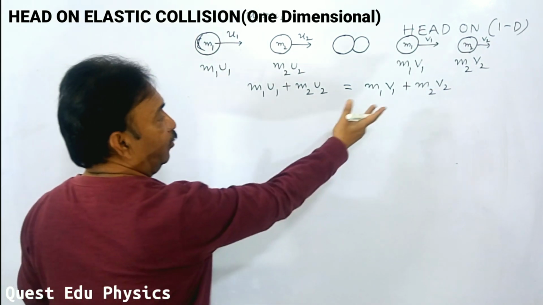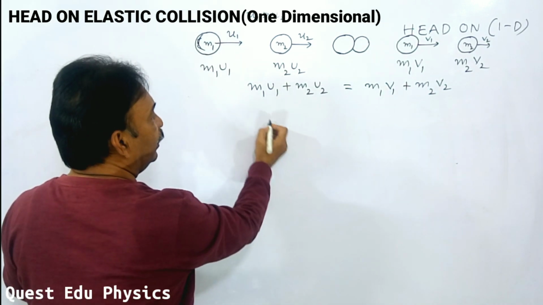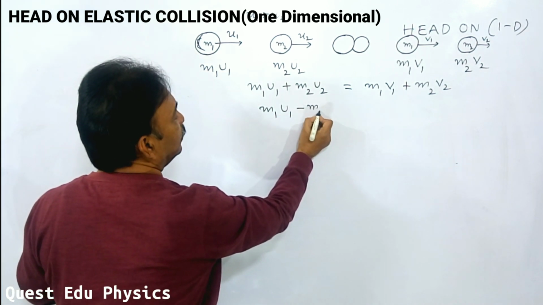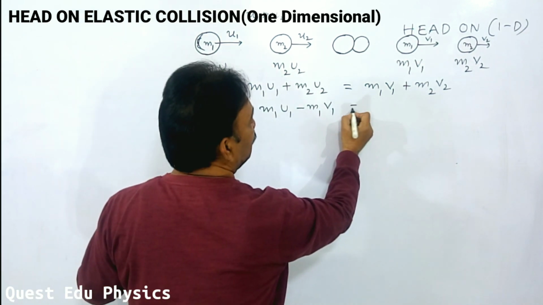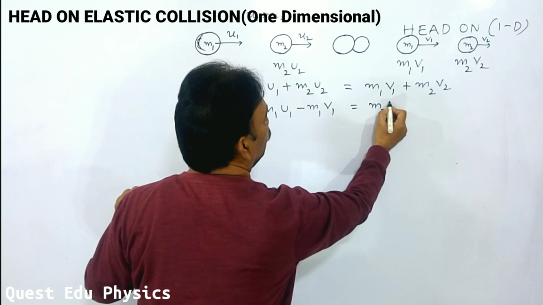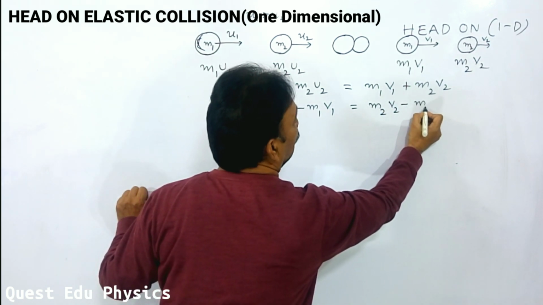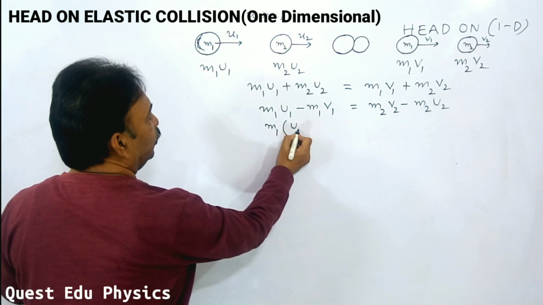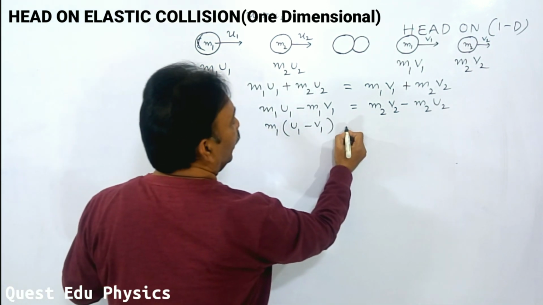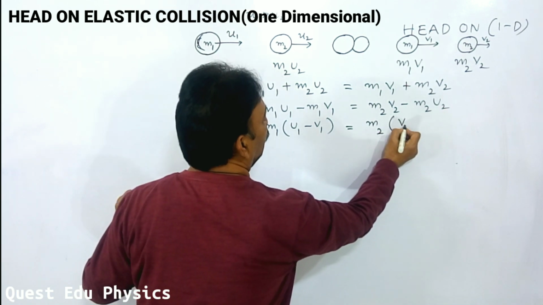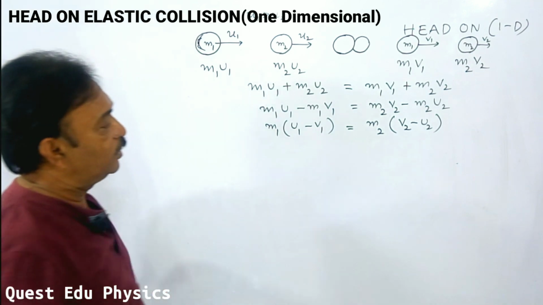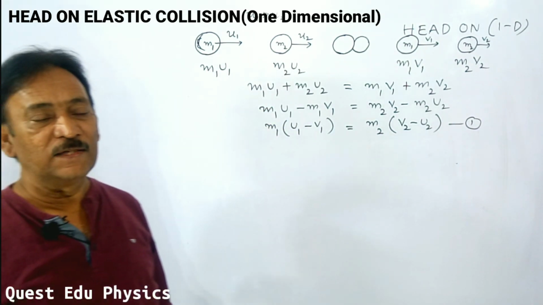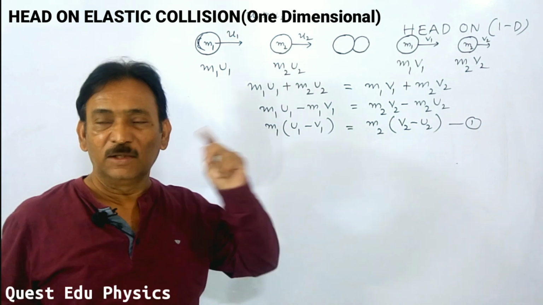Okay students, we are bringing the similar masses to one side. Then it can be rewritten as m1 u1 minus m1 v1 is equal to m2 v2 minus m2 u2. In other words, we can write it as m1 of (u1 minus v1) is equal to m2 of (v2 minus u2). Okay students, let's take this as equation 1. It is according to the law of conservation of linear momentum. Linear means we are along the straight line.